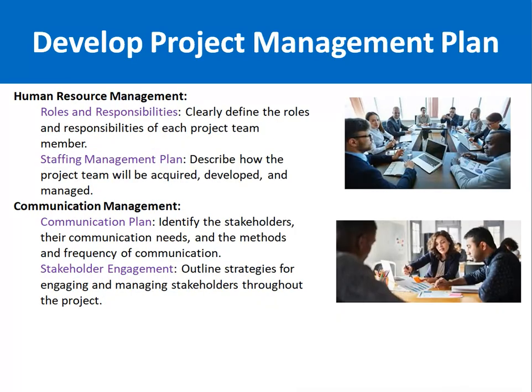This is very important. Then human resource management: in this section you have to define the roles and responsibilities of each project team member clearly. For example, project manager, this is the role. Function manager, he has that role. The software developer has that role. Then the staffing management plan describes how the project team will be acquired, developed and managed.